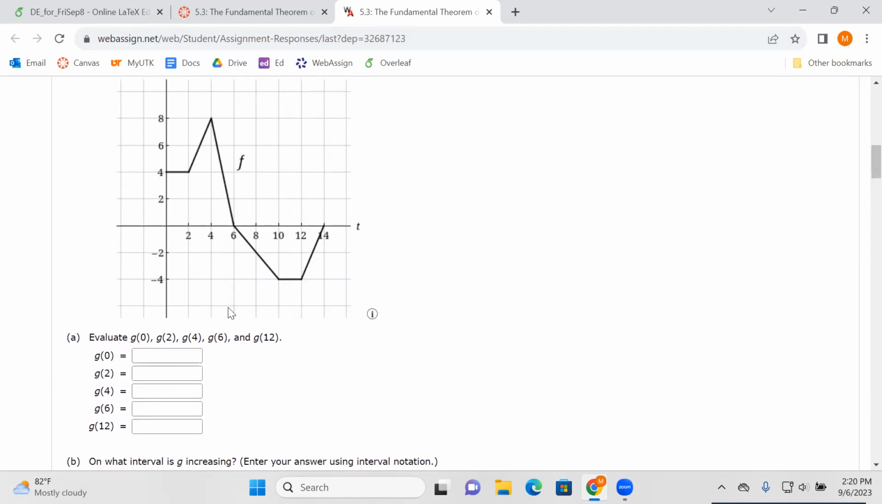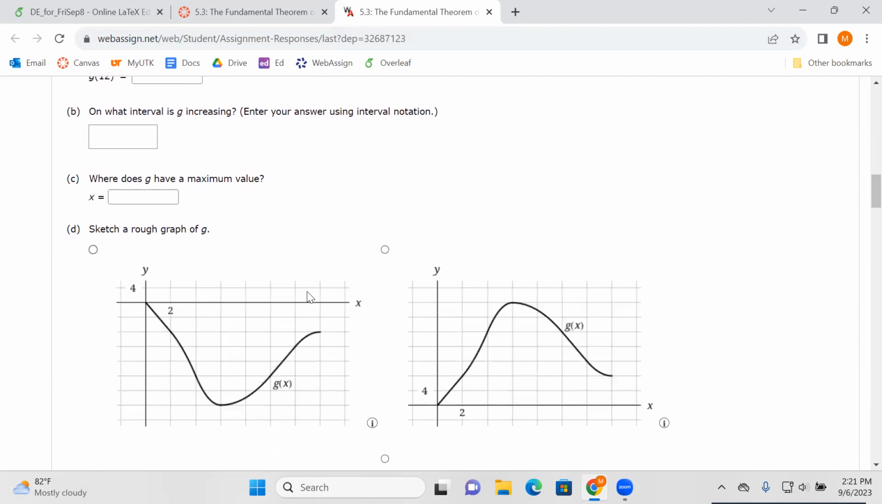Where would you have a maximum? Well, when the accumulation function goes from increasing to decreasing, the accumulation function would peak. So the biggest your signed area could be would be evaluating at x equals 6. You'd have all the positive area and none of the negative. That's the biggest your accumulation function could evaluate.